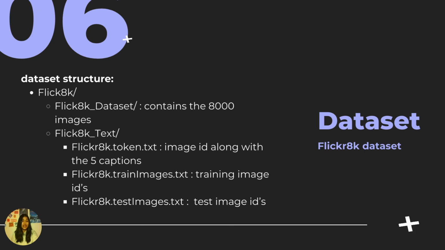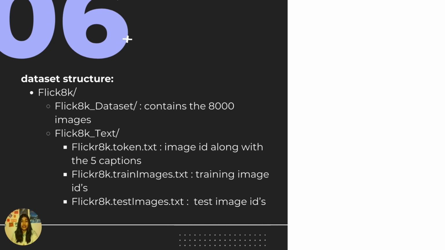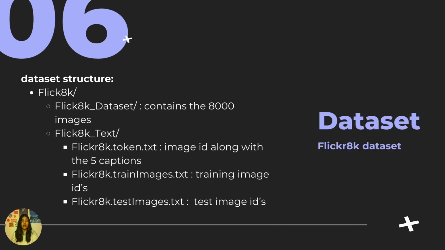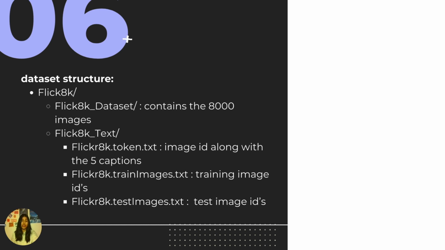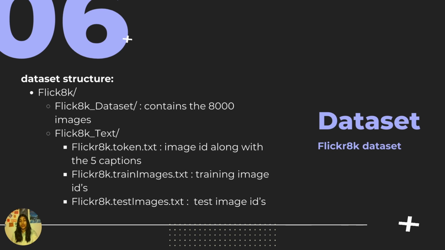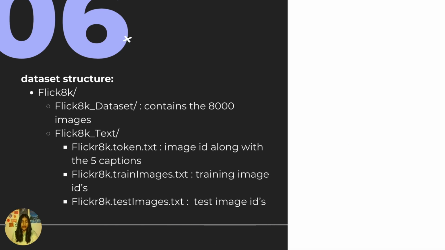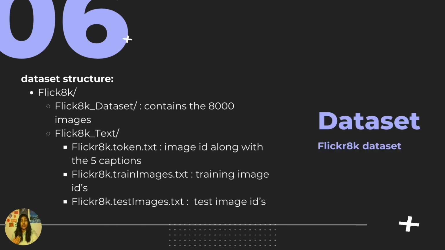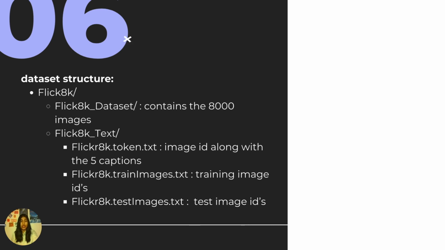Now, talking about the dataset, we have used Flickr 8K dataset as mentioned before. This contains 8,000 images, as the name suggests. 6,000 of them are used for training, and 2,000 of these are for testing. The Flickr 8K dataset was structured as shown.